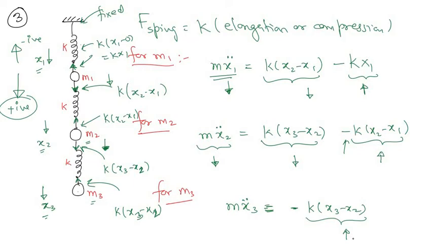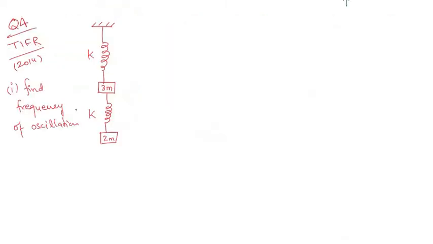Now we will solve a problem that was given in TIFR. So let us have that problem. This was the problem asked in TIFR, where there were two blocks of mass 3m and 2m connected by two springs, both having spring constant k, and we have to find the frequency of oscillation of this block system. So let us solve this problem.